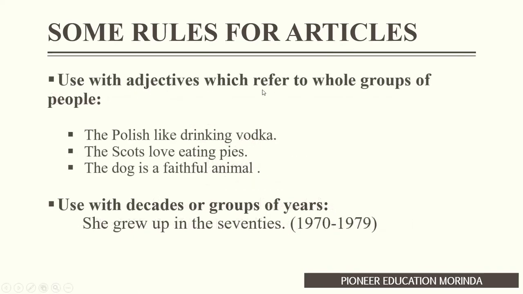Use it with adjectives which refer to whole groups of people: the Polish, the Scots, the dog. So we are mentioning the whole category of these kinds of people, the whole group. The Polish like drinking vodka and the Scots love eating pies. The dog is a faithful animal. So I'm talking about the whole group. Use it with decades or groups of years. She grew up in the 70s. So it means 1970 to 1979. So we are mentioning a decade. Then we use the.